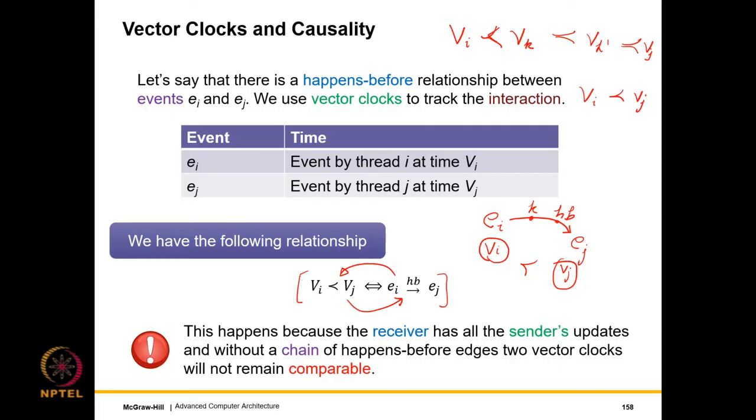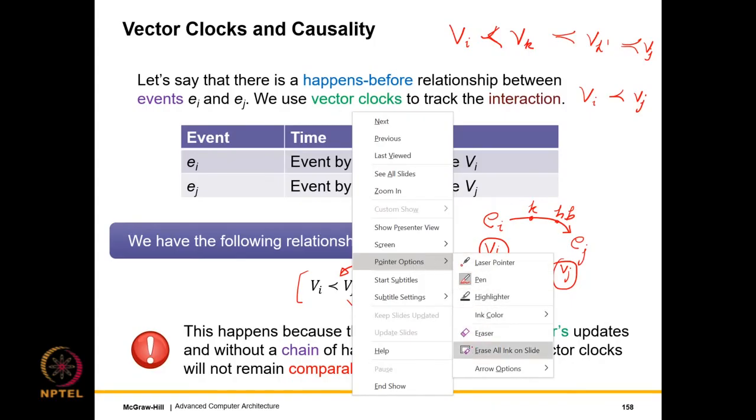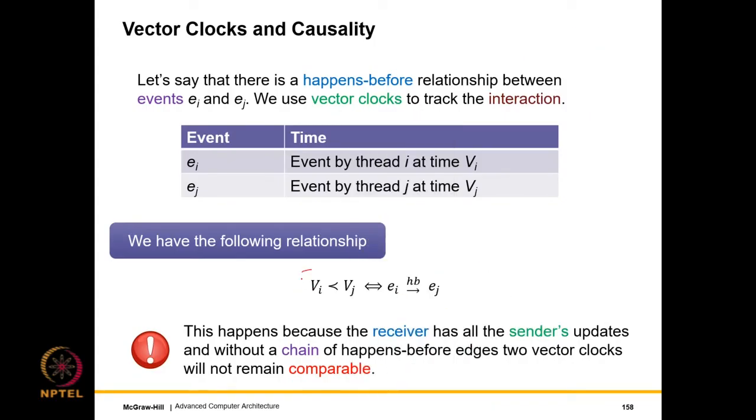Of course, there are many proofs of this fact, but one thing that you need to kind of believe me on is that if vi precedes vj, there is a happens before relationship, and vice versa as well. So this is a very famous and classical result of distributed systems, and the vector clock is also known as Lamport's vector clock.